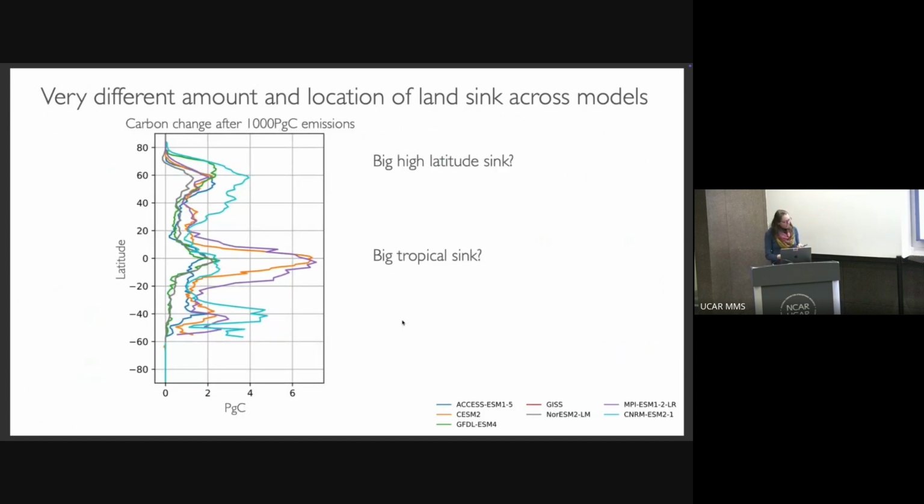So I've plotted all of them here on a zonal mean, and I think this is probably too much to digest, but I'll just point out a couple of features. This is the carbon change after the emissions phase. So we've put 1,000 petagrams of carbon into the atmosphere of cumulative emissions. Some models show a large high latitude sink, other models show a large tropical sink. Some differences there.